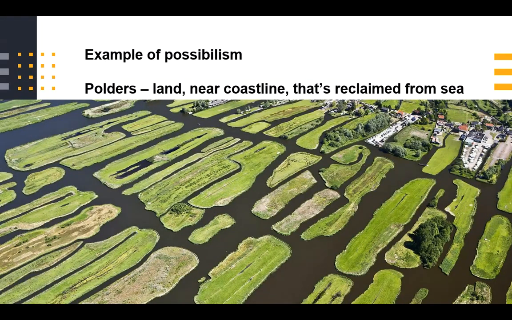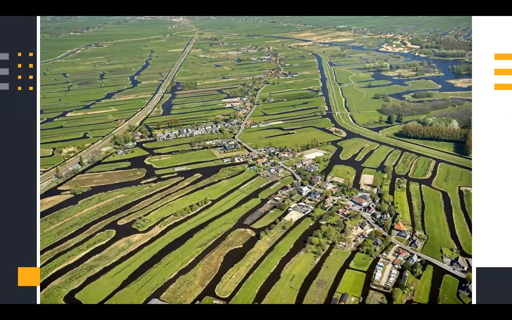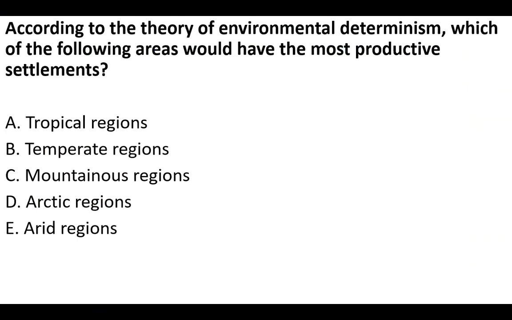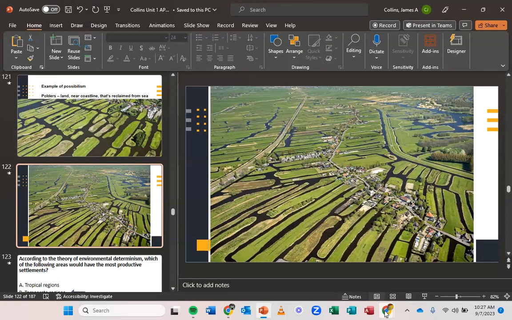This polder is in the Netherlands, in Northern Europe. I didn't know what a polder was till last year. This is new to me, okay? But it's an example of possibilism. Okay? These are polders right here. I think it's the same one. All right, so let's watch a video.